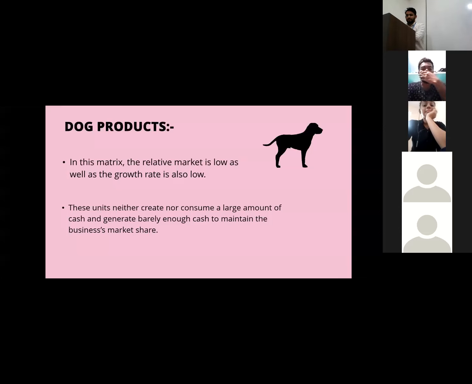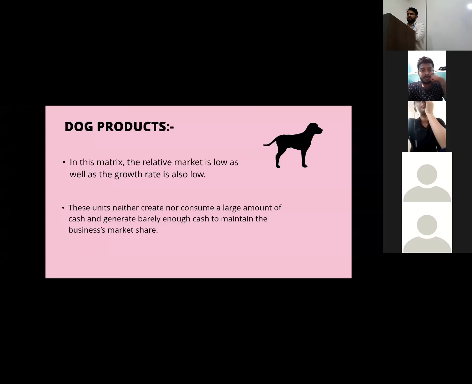In this matrix, the relative market share is low as well as the growth rate is also low. And these units neither trade nor consume a large part of cash. In this, investors are not much interested. This business can be harvested or divested.